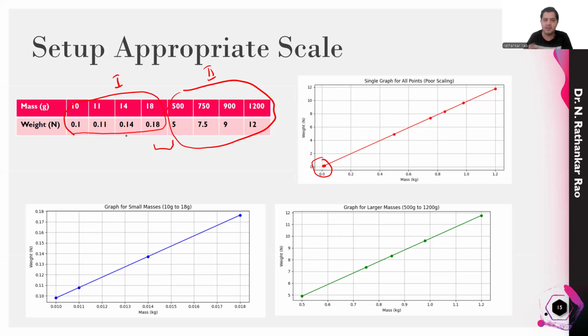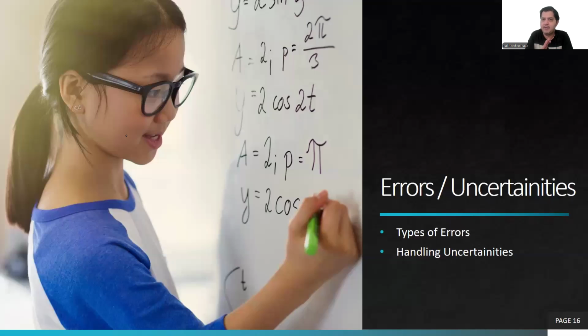Next, let us look at, so far what we have learned, we have only learned about how you draw a graph, what the variable steps are, right? Next is about errors and uncertainties. So here we'll look at the types of errors and how you handle the uncertainties.